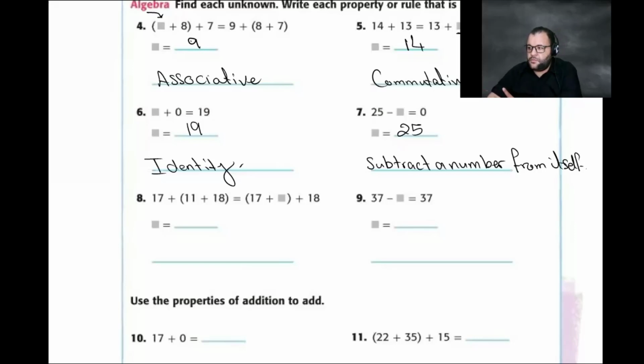11. Because we have 17 and 17, 18 and 18, so this will be 11. What is the name of this property? You have 3 numbers. Associative property. Okay, thanks. Ali, question number 9.